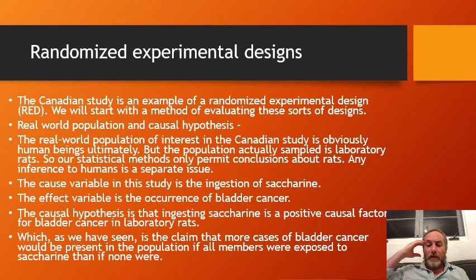So this study is just a summary of what happened. We haven't quite evaluated it yet. That's just a description of the study. That sort of study is what we call a randomized experimental design. I don't know that I use that abbreviation in the rest of this, but that's what it means. So we'll start with a method of evaluating these sorts of designs, and then once we've got that figured out, in the next lecture we'll talk about some other sorts of designs and evaluating those.